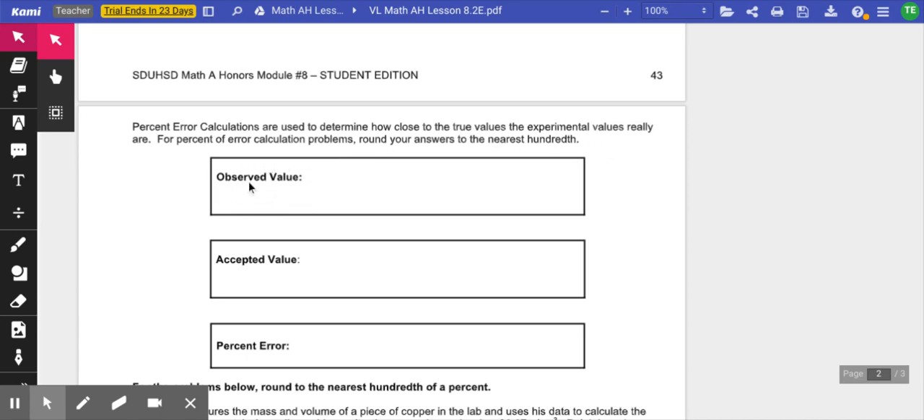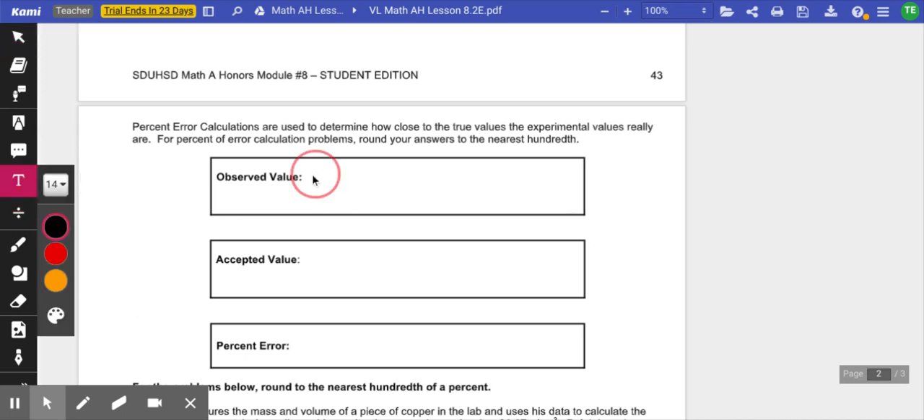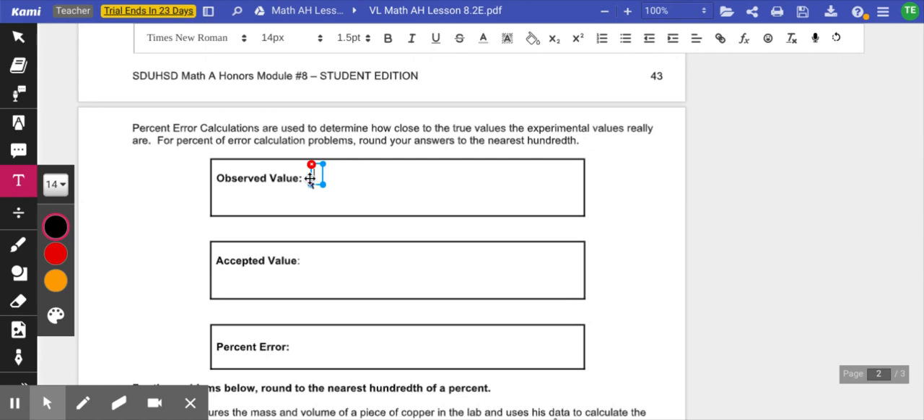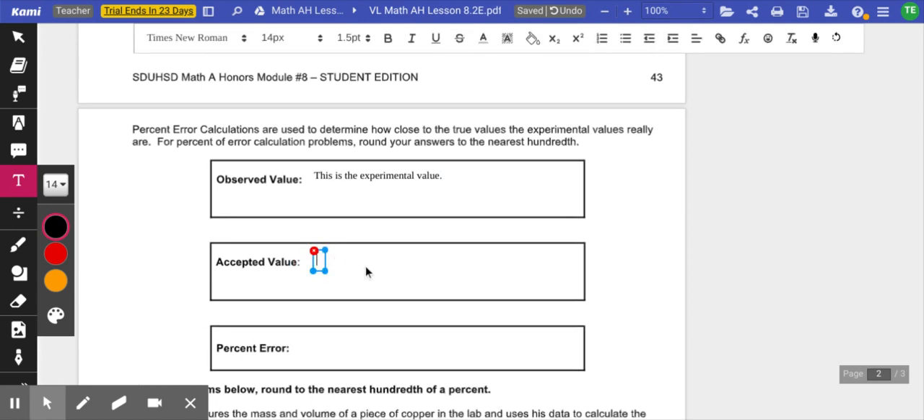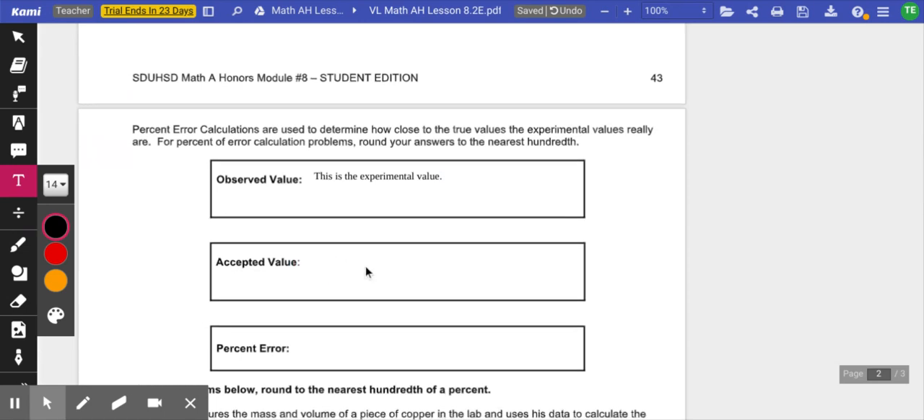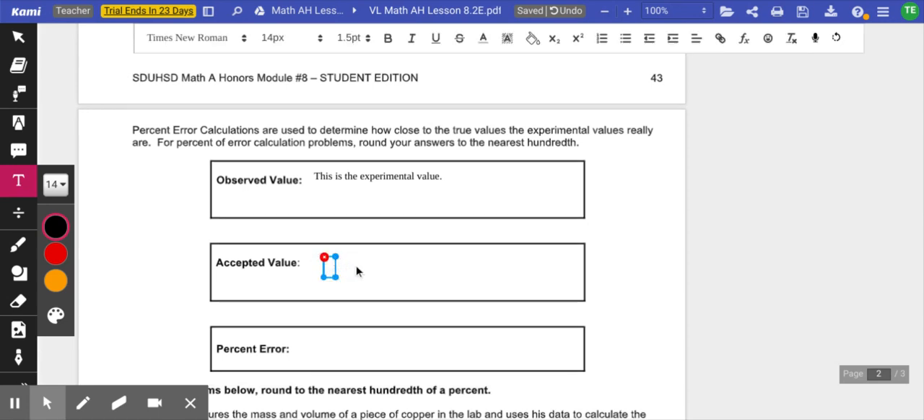So an observed value is what you see in your experiment. You observe it with your eyes. So it's the experimental value. An accepted value is what we have on the periodic table or a reference book or something like that. So this is the value found in reference tables. This is an agreed upon value from a lot of scientists.